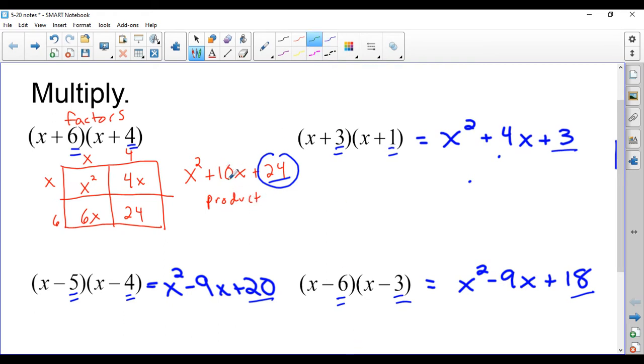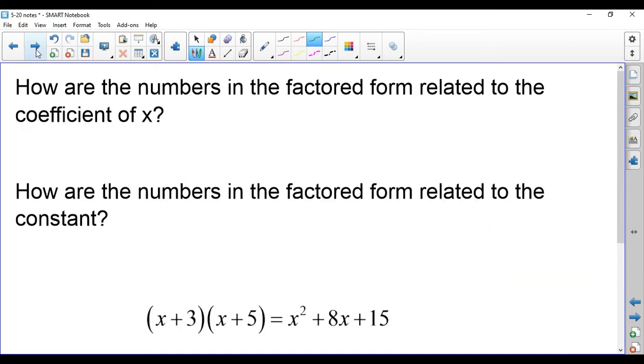There's also a pattern if we look at the number that's multiplying x, the coefficient of x. That number, 10, is 6 plus 4. 4 is 3 plus 1. Negative 9 is negative 5 plus negative 4. Negative 9 is negative 6 plus negative 3. These patterns are what we're going to use so that we can go back in the other direction.